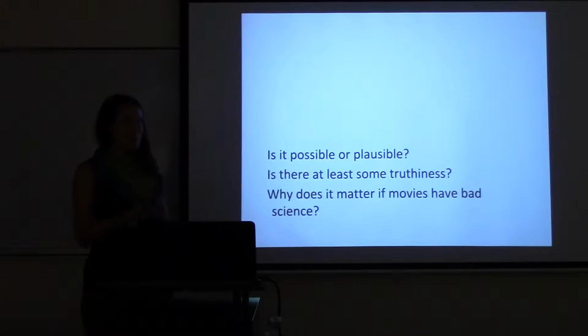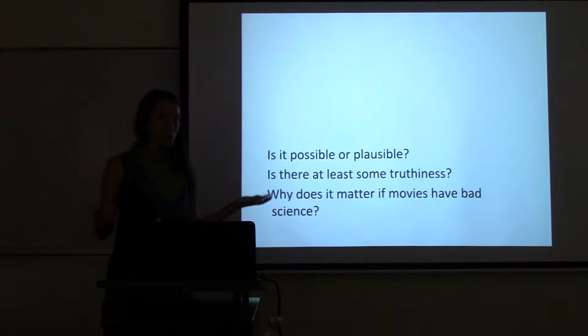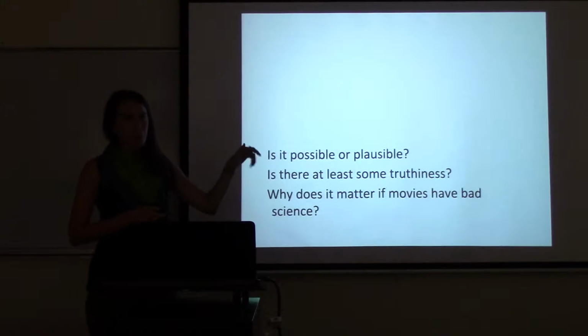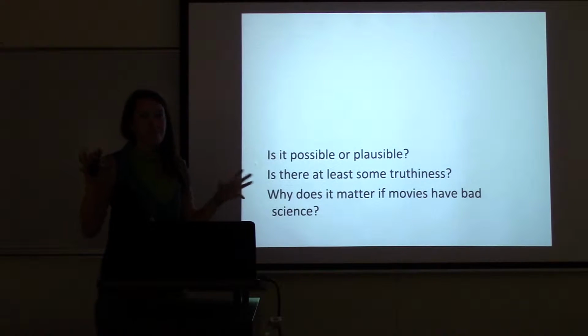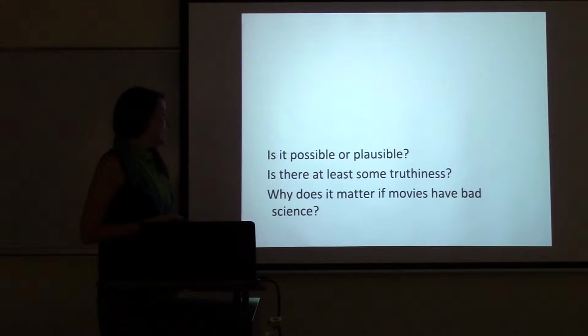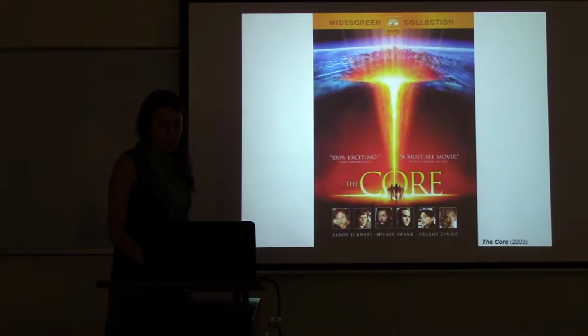So, 3 questions that we're going to talk about today. When we look at these movies, the first question we ask is: is it possible or plausible? Usually the answer to that is no. But then we sometimes have to say to ourselves, okay, let's assume it's possible or plausible. Is there at least some truthiness involved? Sometimes the answer to that is yes. And then the last question: why does it matter if movies have bad science? Movies are just for fun, right?